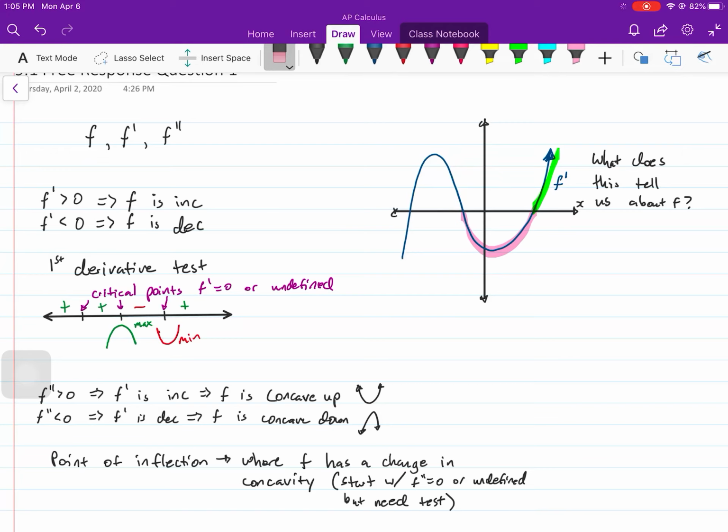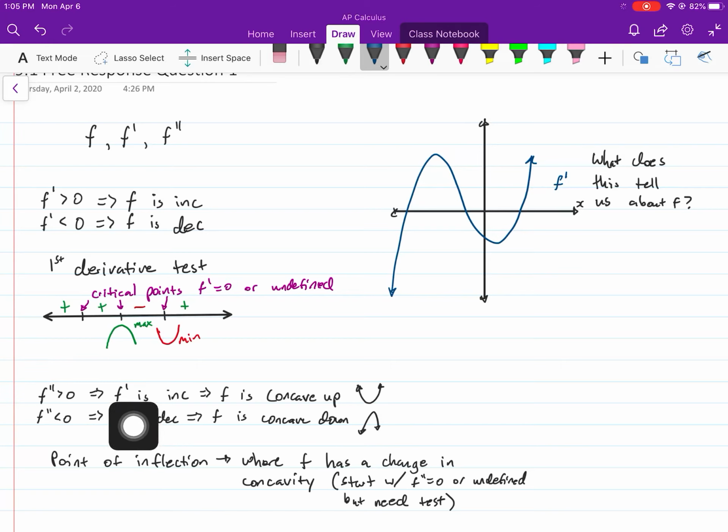Oops, I didn't talk about concavity yet. I need to erase this anyways, and then we'll talk about concavity. So how can you tell concavity from f prime?